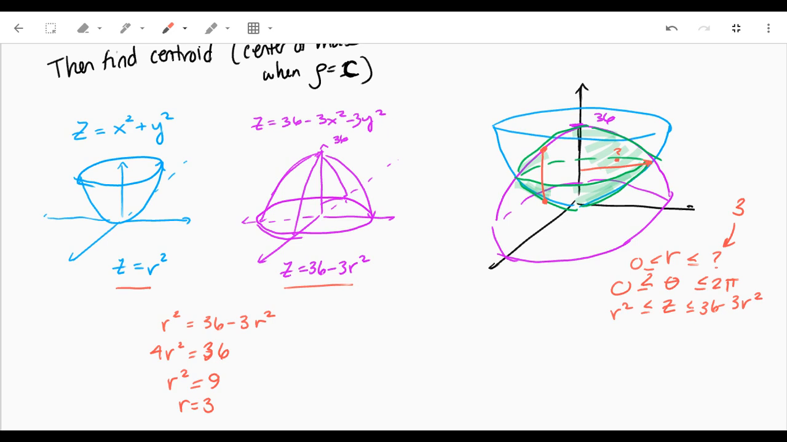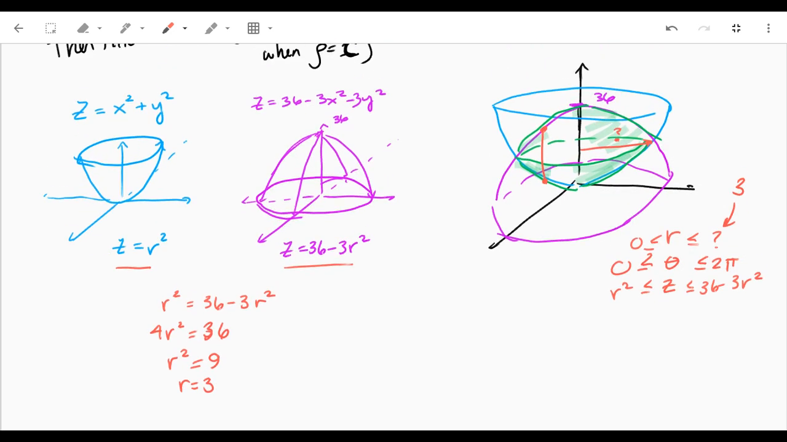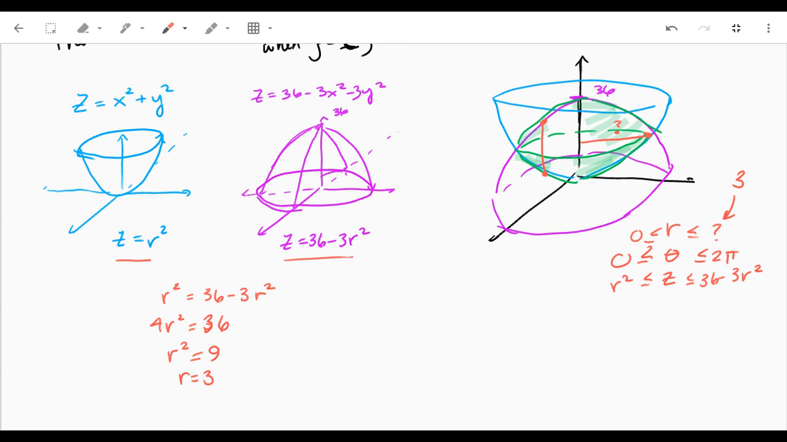Then our last step, again, is setting up the integral. We did all the hard stuff now. So our integral goes 0 to 2 pi, 0 to 3, and again, we could switch those if we wanted to. Then z goes from r squared to 36 minus 3r squared. We're finding the volume of a region, so our function is 1, and then we've got the r dz dr d theta.